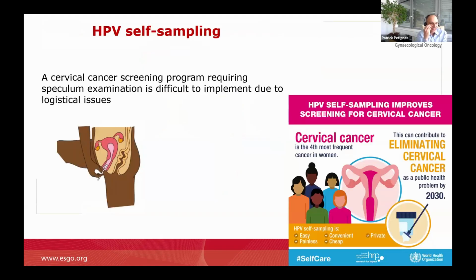And of course, you can do self-sampling. As you know, if you do HPV testing, you have the possibility to use self-sampling. It is generally well accepted by women. The performance of HPV self-sampling is the same as clinician sampling for the prevalence of HPV, but also for the detection of CIN2+. This is also a recommendation from the WHO.